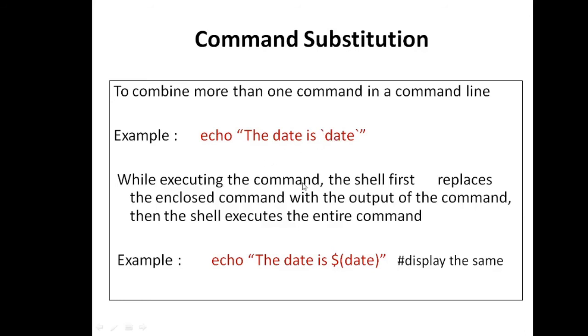While executing the command, the shell first replaces the enclosed command with the output of the command, and then the shell executes the entire command. This can also be written as: the date is $(date), with date within parentheses. Both are the same. Here also this will be executed and the output will be placed here.